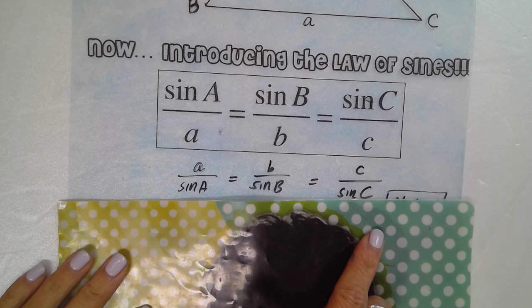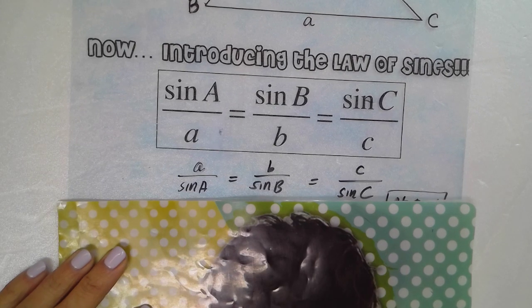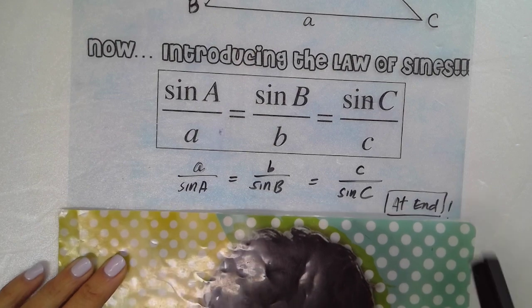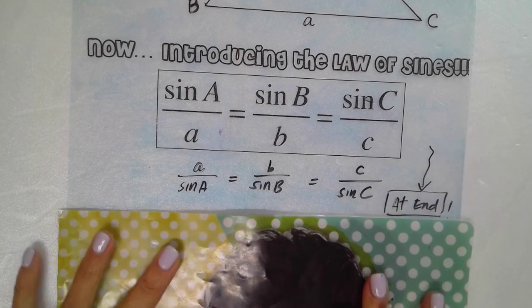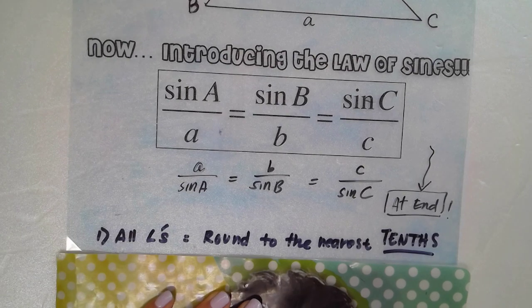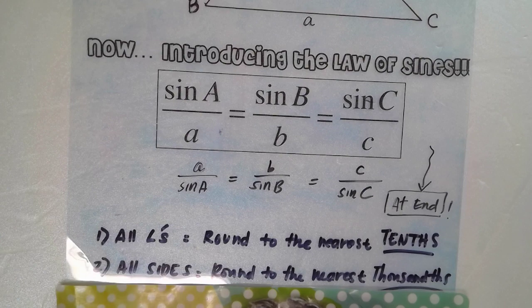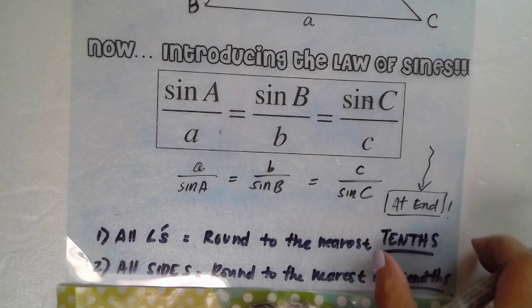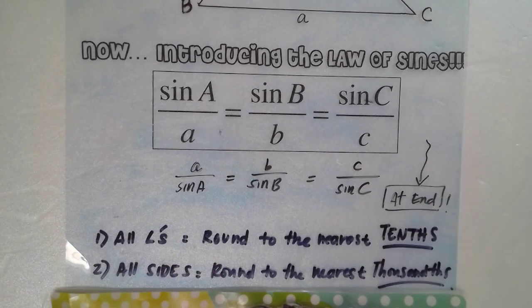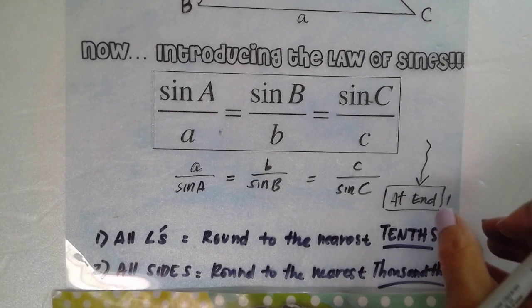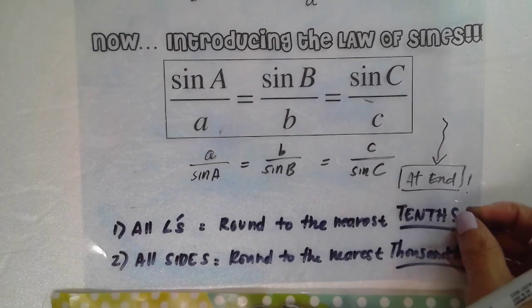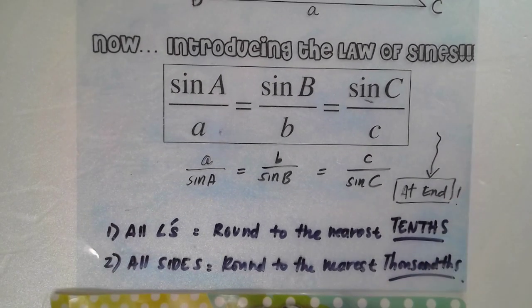Now, another convention we're going to keep throughout the unit is that at the end, we're going to make sure that all the angles are rounded to the nearest tenths. And at the end, all the sides should be rounded to the nearest thousandths. It's just because of the angles, you'll see what happens. So keep that convention with us throughout the unit. Now, let's do some examples with law of sines. But before I do, let's actually write the law of cosines as well. So we have law of sines, and let's look at law of cosines.